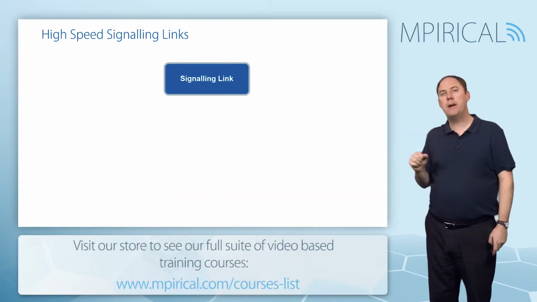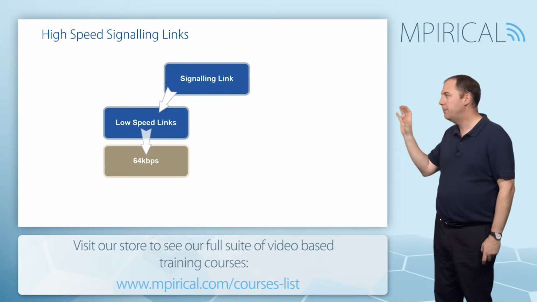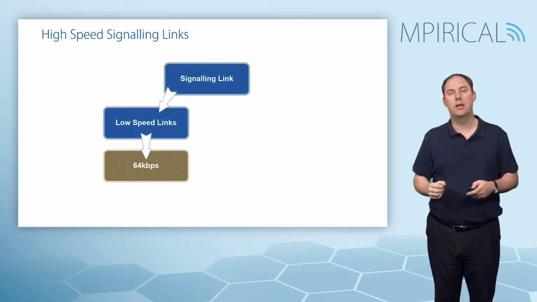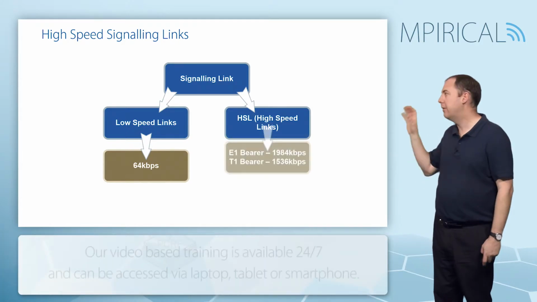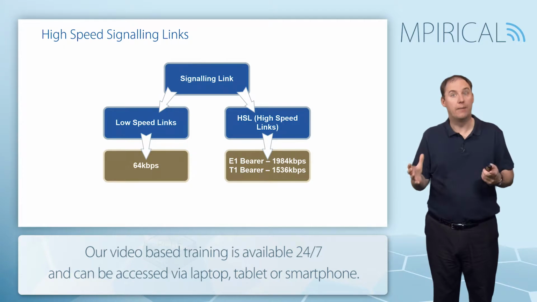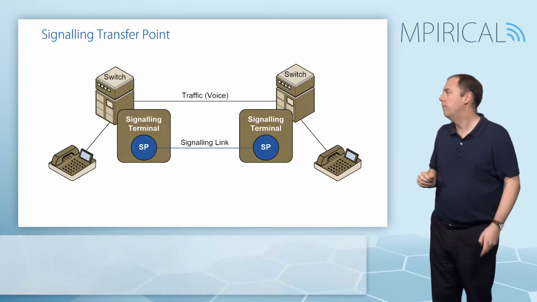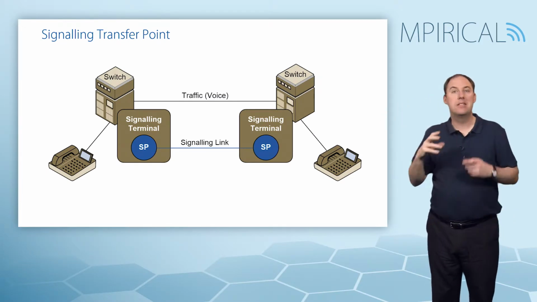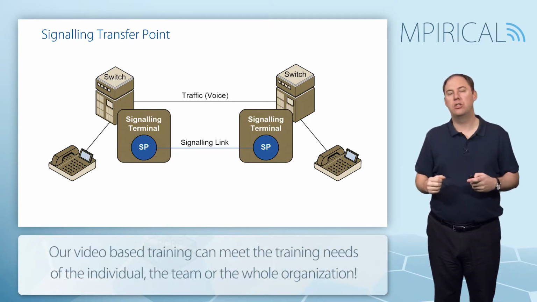So when we talk about signaling links, you can have what are called low speed signaling links. Now low speed signaling links are typically 64 kilobits per second, but you might find 56 kilobits per second. But we also have this term high speed signaling links using our T1 and E1 bearer. So obviously their rates are a lot higher. And that's what you might use towards things like a database. So we have now signaling points, signaling links, signaling link selection, and a signaling link set. That's the terminology so far.